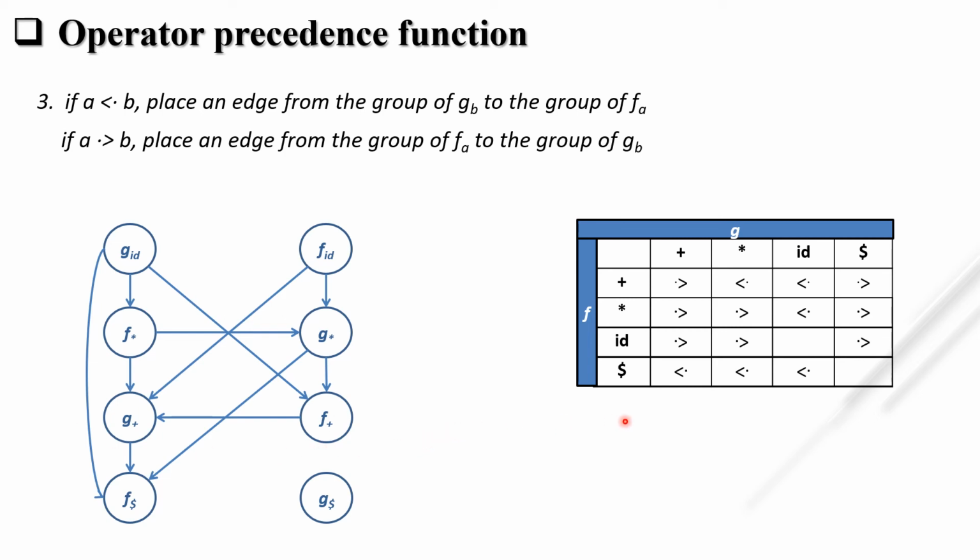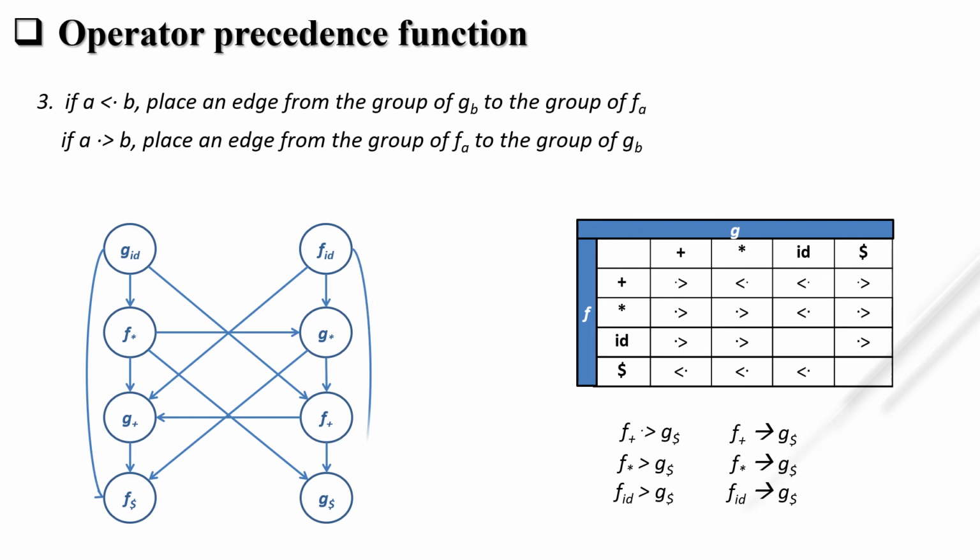So the last column is from f of plus to g of dollar. From f of plus we have to go to g of dollar. Next, from f of multiplication sign to g of dollar. What sign do we get? Greater than sign. So we have to go from f of star to g of dollar. Similarly for f of id to g of dollar. Okay.